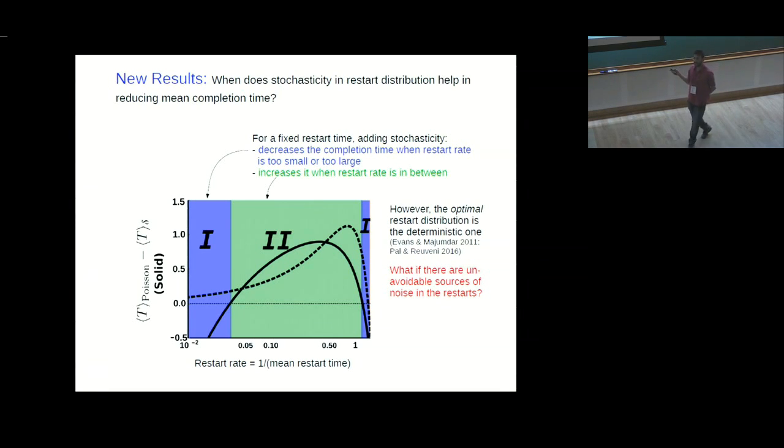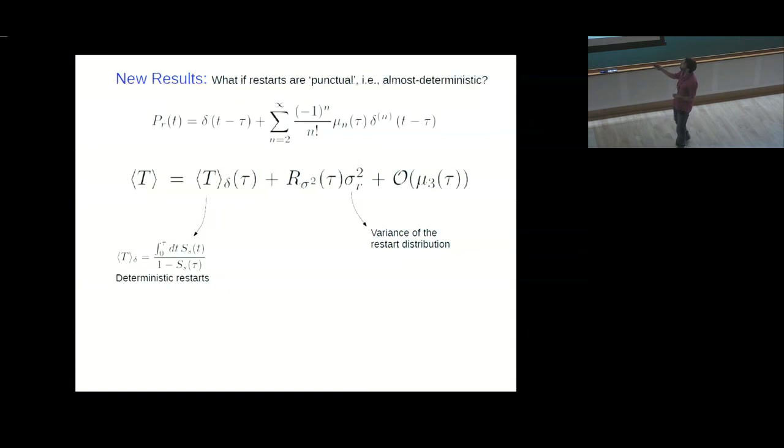Nevertheless, we're still interested in stochasticity because, again, think of these biological scenarios. Even if a deterministic restart is the optimal thing, sometimes that's impossible to implement, and there are certain sources of noise that are unavoidable. And so we wanted to go beyond this and ask what happens with the next level correction. So suppose you're an almost deterministic restart. This is what we call punctual restarts, where we just expand around this delta function. What's the next level correction?